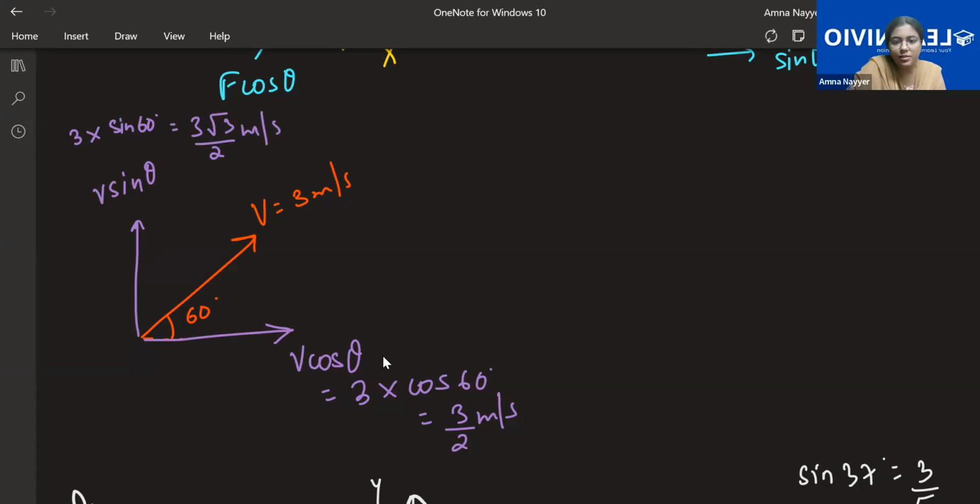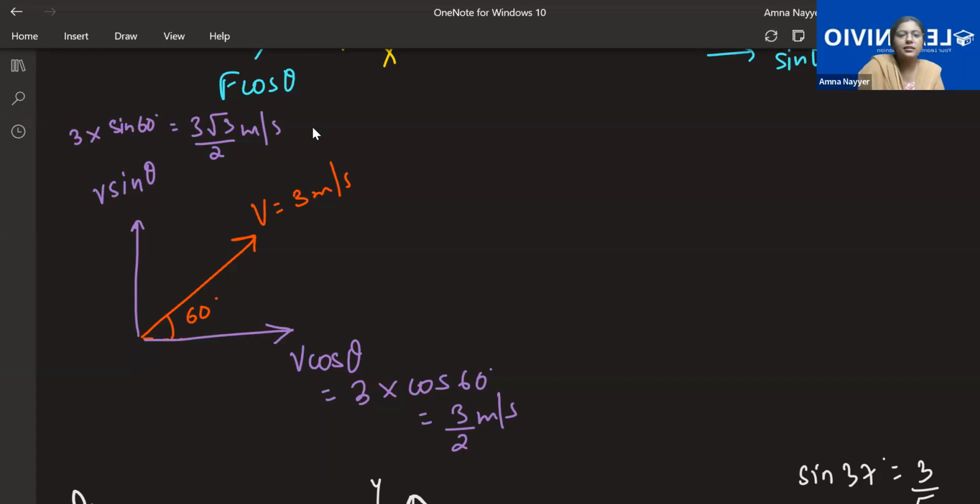Now class, if you take these two components, 3 root 3 by 2 and 3 by 2, and take the angle between them as 90 degrees, use your parallelogram law, you will get this 3 back. So we are just going in reverse. We used to have the vectors and calculate their resultant using under root a square plus b square. Now we have the resultant, and we are splitting it up into components.